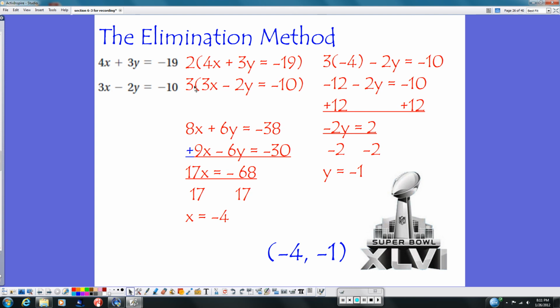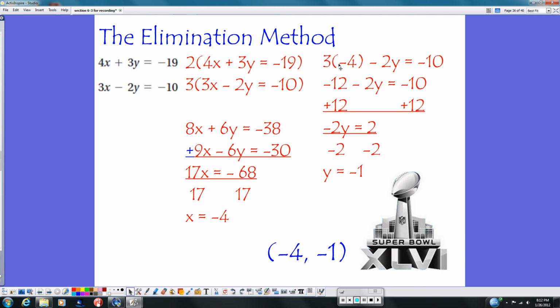So my top equation becomes 8x plus 6y equals negative 38. My bottom equation becomes 9x minus 6y equals negative 30. Adding them together, 17x equals negative 68, the y's cancel out. Divide both sides by 17, x equals negative 4. Now that I know what x is, I substitute the negative 4 in for x in either equation.